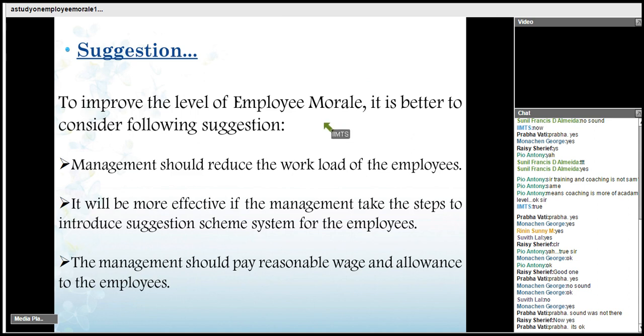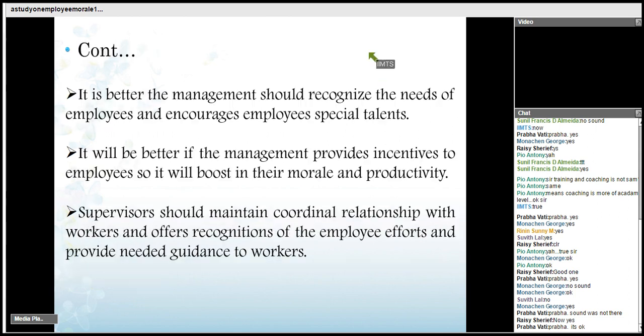Suggestion. So this is the final suggestion which comes out of this. To improve the level of employee morale, it is better to consider the following suggestions. Management should reduce the workload of the employees. It will be more effective if the management takes steps to introduce a suggestion scheme system for the employees. Third, the management should pay reasonable wages and allowances to the employees. It is better if the management recognizes the needs of employees and encourages employees' special talent.